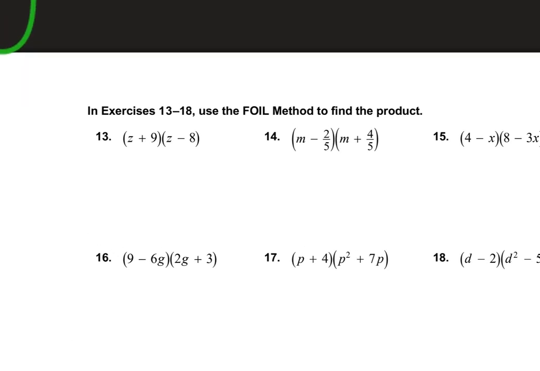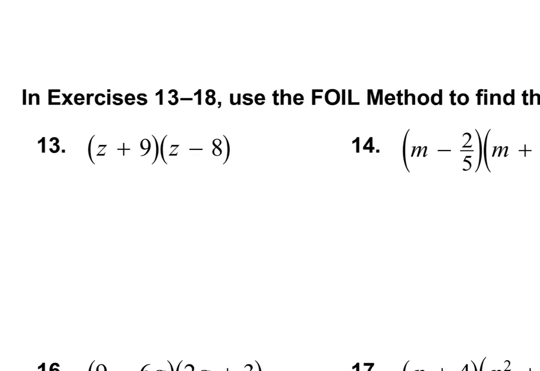First 2 terms, outer 2 terms, inner 2 terms, last 2 terms. And if you're like, what is going on? Well, let us see. The first 2 terms, this guy's first. And now that's z squared. So we'll mark the F. For the F in FOIL, we did it.